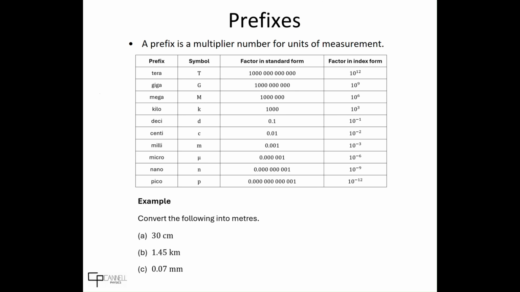Following on from this, we see a more complete list of prefixes in this table. By all means, these are not all of them, but these are the ones you will commonly use throughout your physics experience. In this column we've got the name of the prefix, and in this column the symbol for the prefix. Here we have the factor, which is the number we multiply the units by, written as a normal number. But over here we've got a more elegant way to express the number in index form.